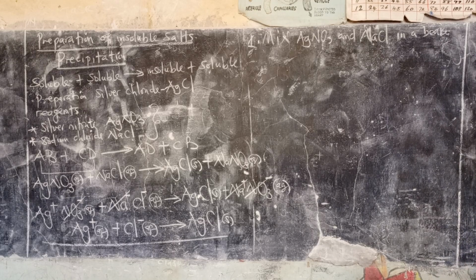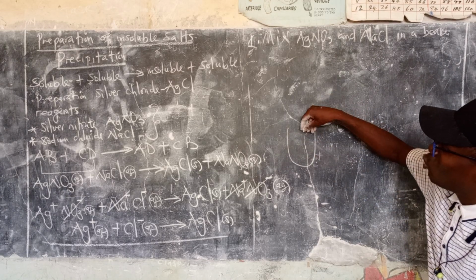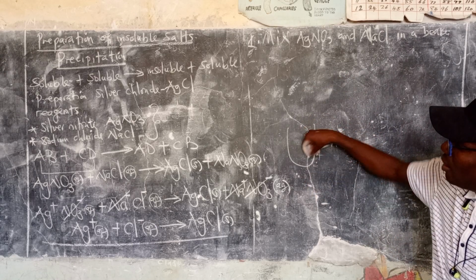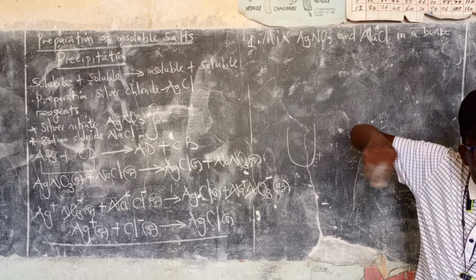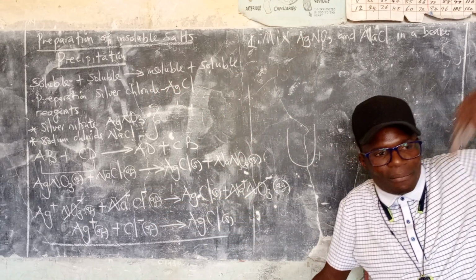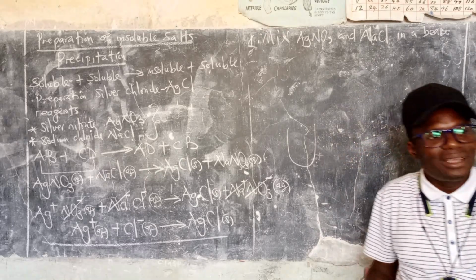So you pour the silver, then as you are pouring there, what are you doing? Stirring. As you are stirring, what will happen? Some insolubles are going to be formed, but there will be some solubles and insolubles. That's how it is.